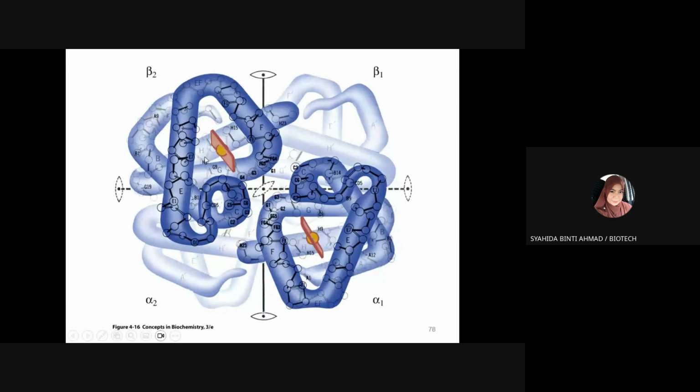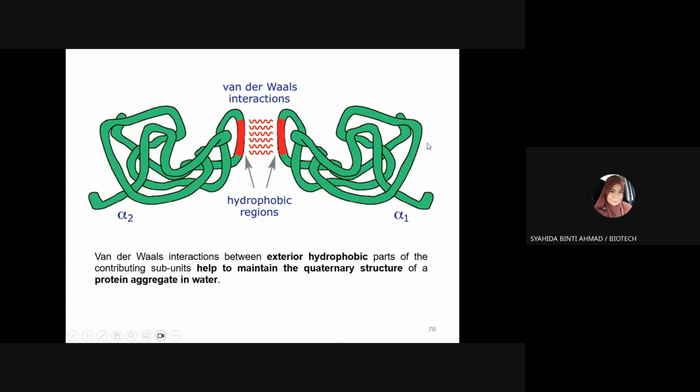Okay, so this is an example of our hemoglobin, which has 4 subunits, 2 beta and 2 alpha. Basically the subunits will interact through hydrophobic regions, or we consider it van der Waals interaction between the two. So that's why it's very closely and tightly packed, even though it's not a covalent bond.